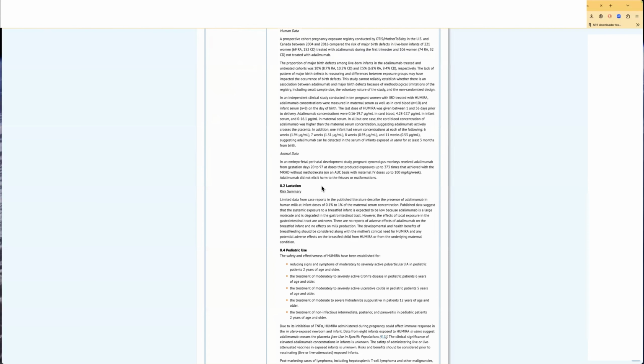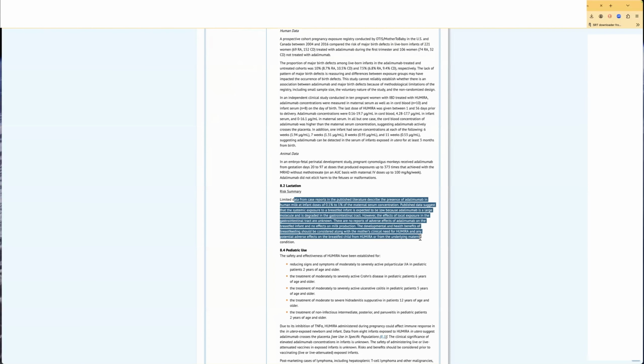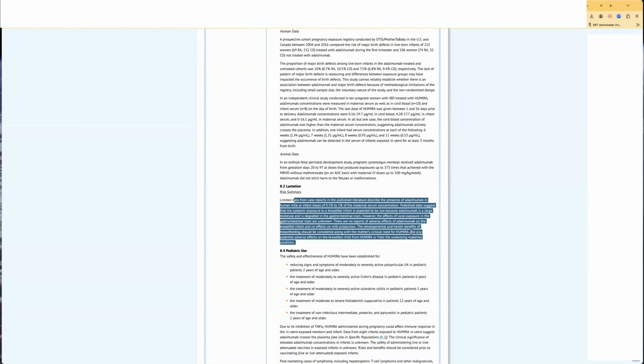Another important section, and we already talked about that, is lactation. So it's breastfeeding. And here we have much more comprehensive information about the breastfeeding.